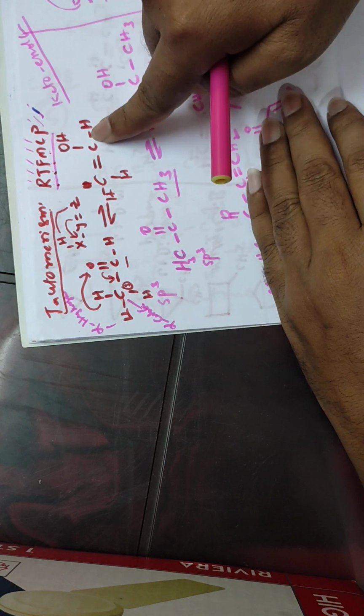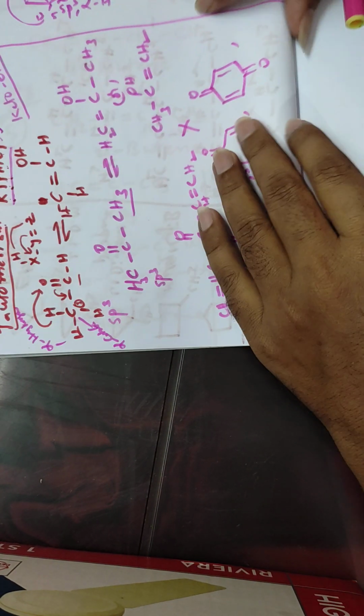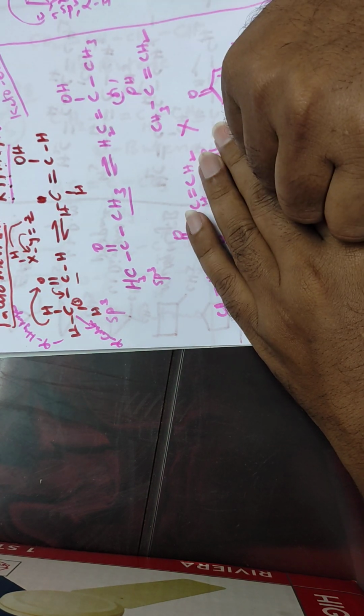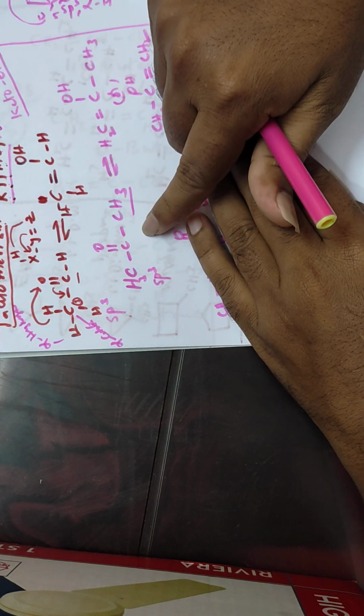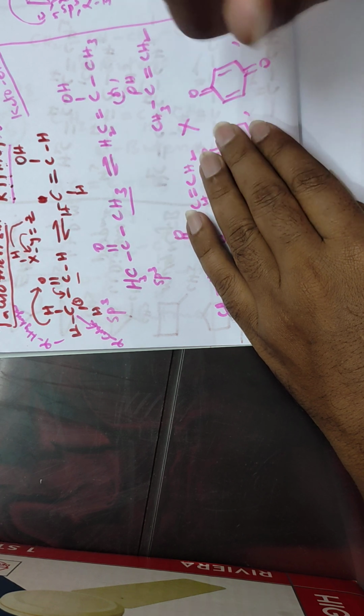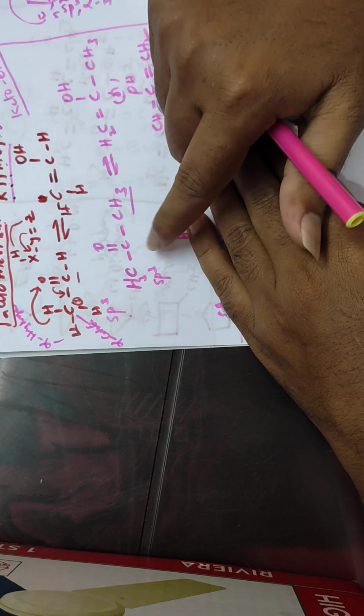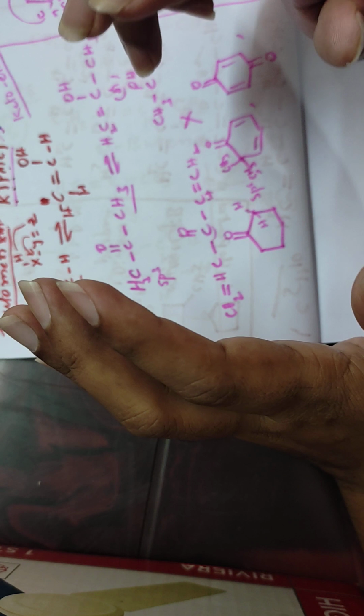Already I have written here, you see here. Okay, next. This is the acetone. Common name is acetone. IUPAC name is 2-propanol. Okay. Here, now we will check conditions for the tautomerism.